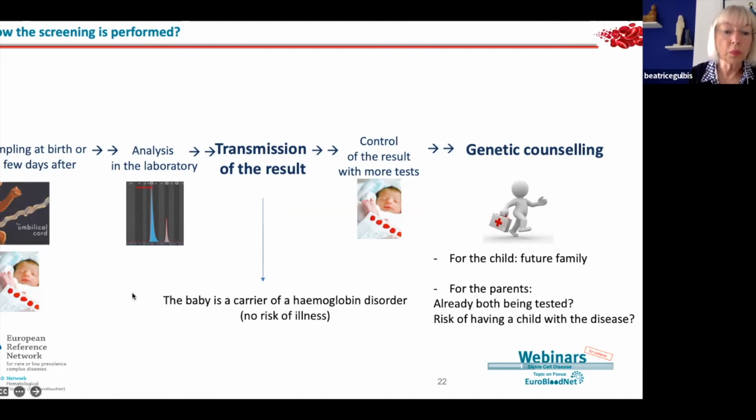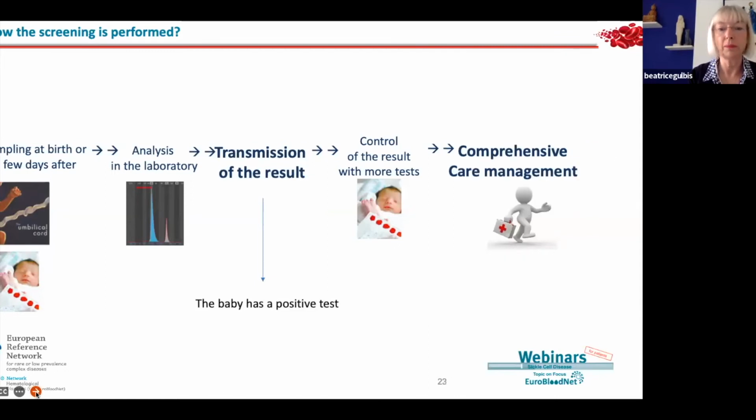And why it could be interesting to also transmit the result for a carrier is of course for genetic counseling for the child, the future family, but also for the parents, because if they weren't screened or diagnosed before, they might have a risk of having a child with the disease. So if you are not informed, you can't understand the situation and you can't take any decision. But in most screening programs, the purpose is to transmit a result for any baby affected by the condition, and here it's sickle cell disease.